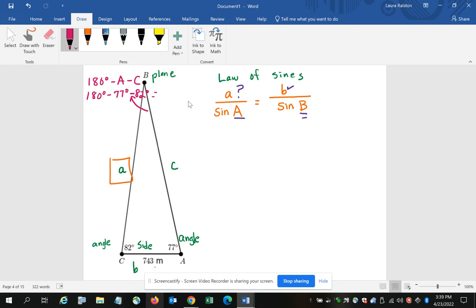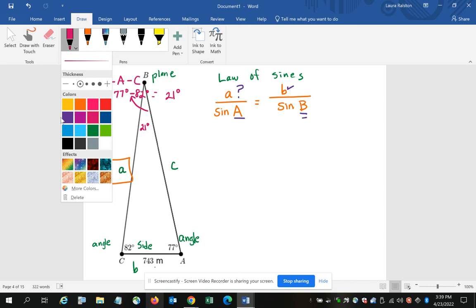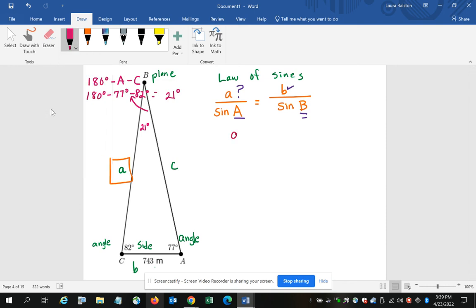180 minus 77 minus 82 equals 21 degrees. So angle B is 21 degrees. And that gives me enough information to plug into this ratio for law of sines. Okay, so I'm looking for side A over the sine of 77 degrees equals side B, which is 743, over the sine of angle B, which is 21 degrees.